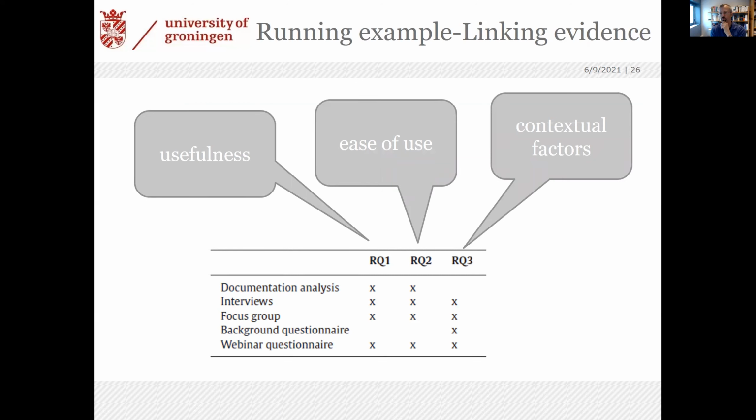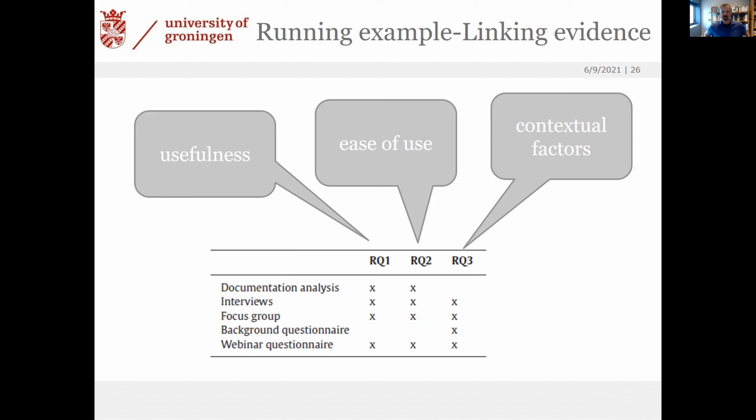Just to show you what we did in our running example, we had 3 different research questions. This actually mapped to the so-called technology acceptance model. If you've heard of that, the technology acceptance model tries to figure out how useful a technology is, how easy it is to use, as well as whether contextual factors like your organization, your experience, your project play a role in how willing you are to adopt the technology.